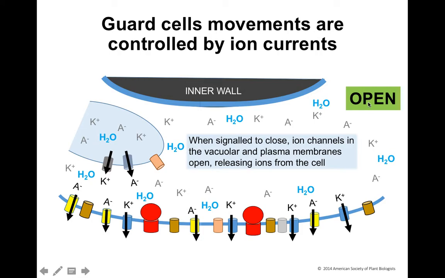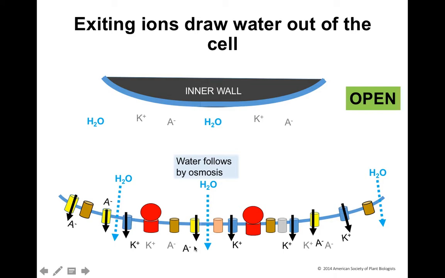But what happens is, when the guard cells, so this is an open stomata, and when it's time to close because maybe intracellular CO2 concentration is high or ABA is getting synthesized in the plant, ion channels in the membranes actually will open, releasing ions from the cell. Okay, so these ion channels will release ions, and then these ions will draw water out of the cell. Water will just follow by osmosis. So the ions leave the cell, and then the water is going to leave the cell.